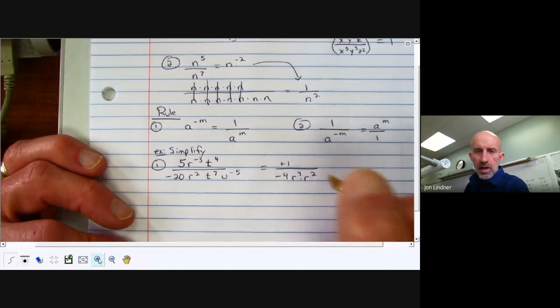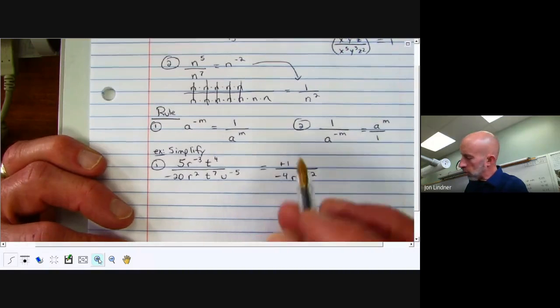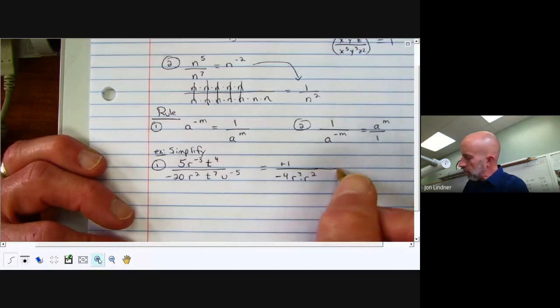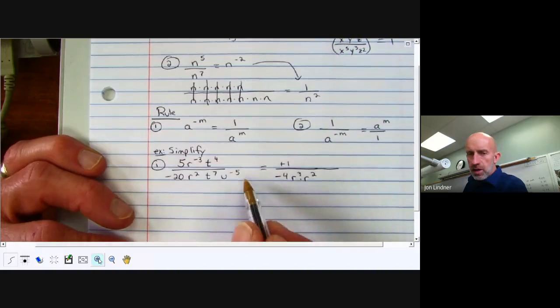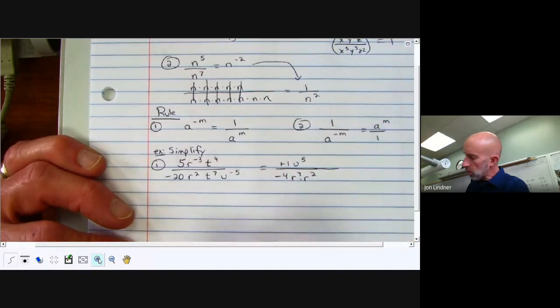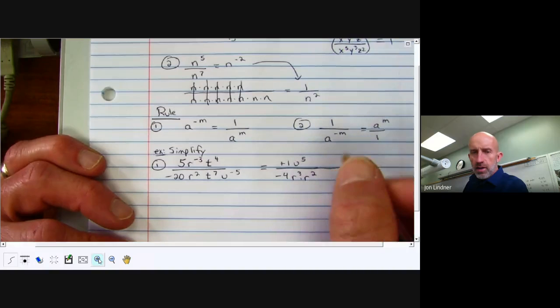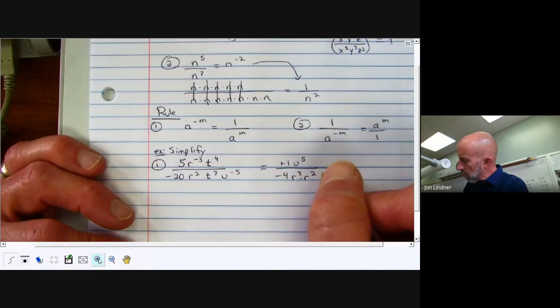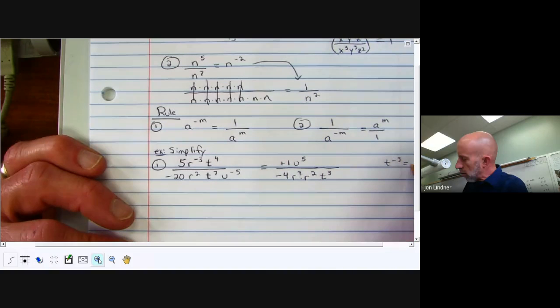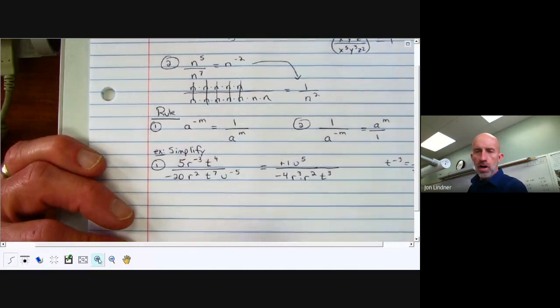Times r to the second, like that. So we just moved this r to the negative third down here. Let's keep going. Here's another thing that sticks out. This u to the negative fifth, it goes to the top. And here, t to the fourth over t to the seventh, well, 4 minus 7 is negative 3. So that is in the bottom, like this. T to the negative 3 is 1 over t to the third, so it goes in the bottom.